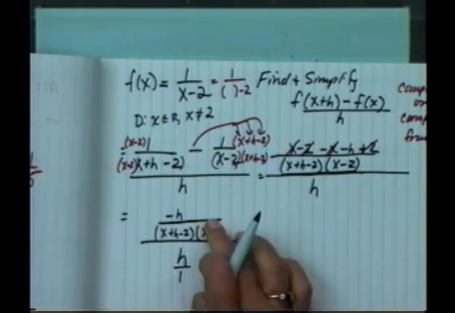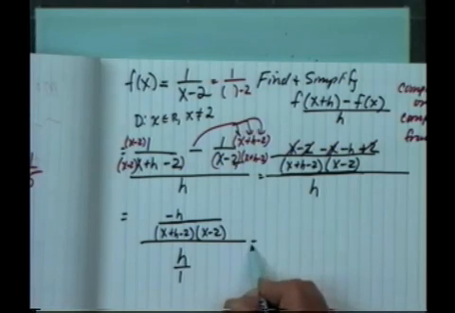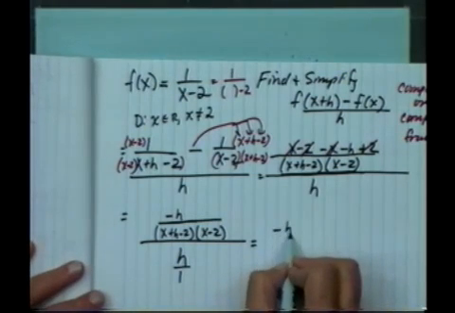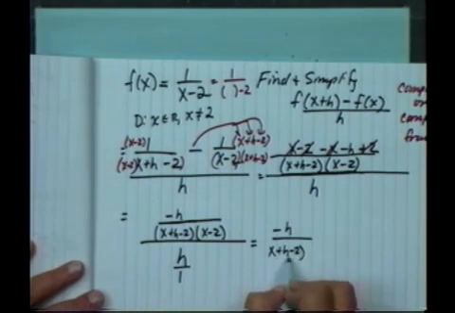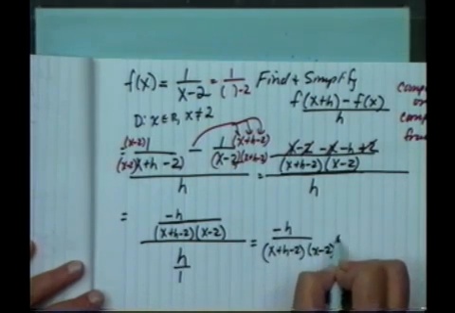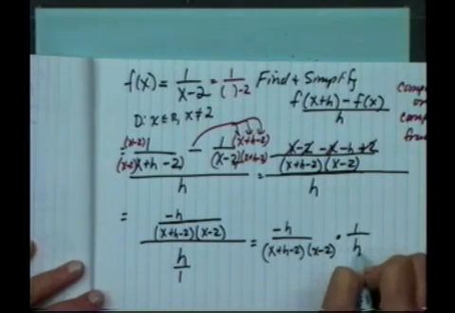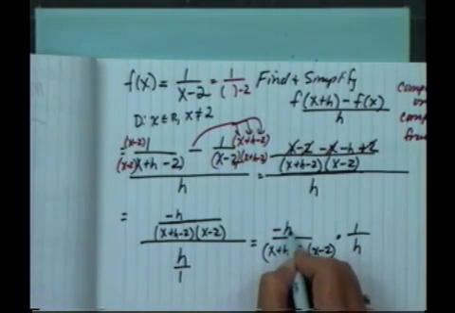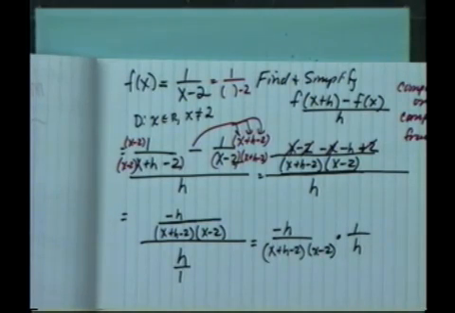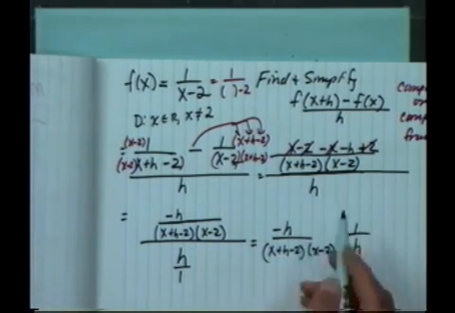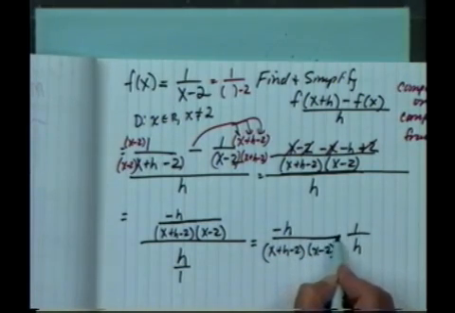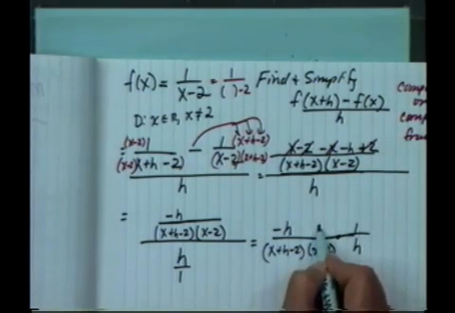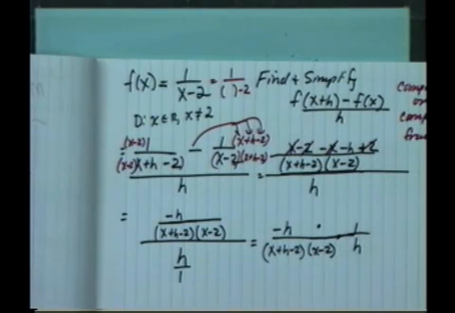And once you have a fraction divided by a fraction, what's the next step? Invert and multiply. So we have negative h over x plus h minus 2 times x minus 2 times, because I'm inverting and multiplying, 1 over h. And when you multiply fractions, do you have to get common denominators? No, when you multiply fractions, you're just multiplying numerators and denominators, so we can just extend the little line here and stick a dot there.